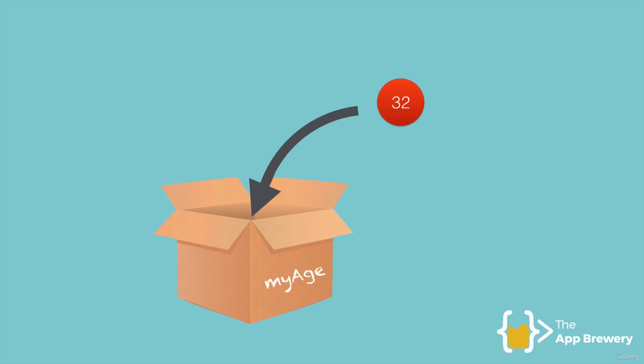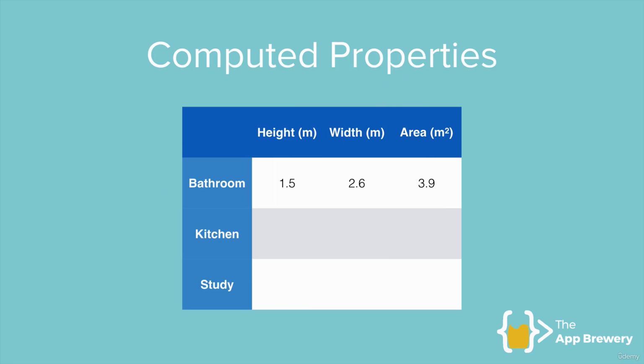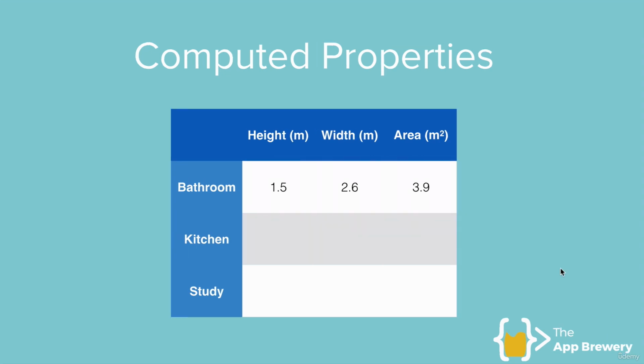Now, in this lesson and others in the module, we're going to be talking about a different type of property, and these are called computed properties. What these allow us to do is to create properties whose values can be calculated on the go by using the code that we write. And that will make it really similar to an Excel spreadsheet.